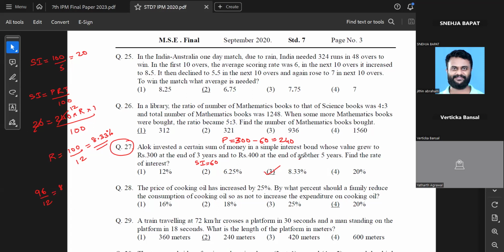It's not the end of 5 years. Another means in addition to what is already there. Another means plus. So 3 plus 5, total 8 years later, this is 400. I hope you understand. Okay, sir.